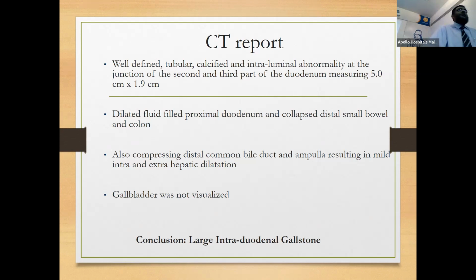We'll go through the academic, the literature part of it in a little while. So it is nothing but a large intraduodenal gallstone which was causing complete obstruction of the duodenal lumen, resulting in gastric dilatation and repeated episodes of vomiting. And the last line, quite interesting: gallbladder was not visualized. This lady had not had a cholecystectomy. So, a lady with no cholecystectomy history, having a big gallstone, not in the gallbladder, but in the duodenum.